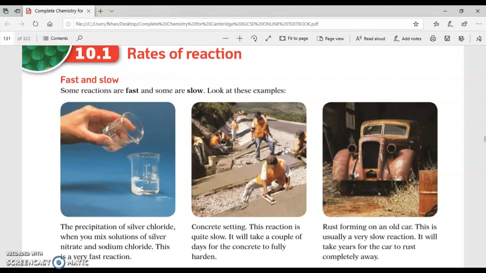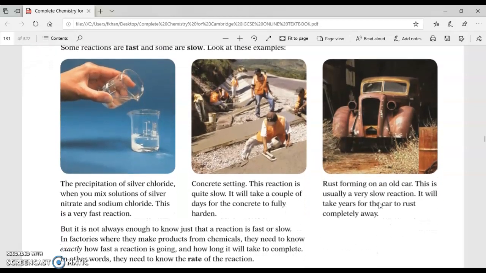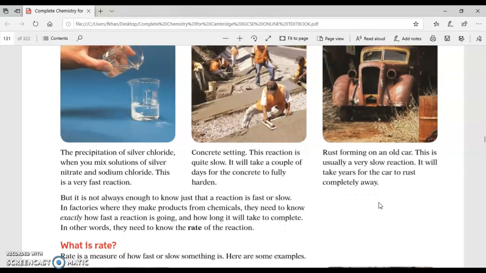And on the right hand side, you can see that there is rust forming on an old car. Now this is usually a very slow reaction. It will take years and years for the car in the picture to rust completely away. Poor car.